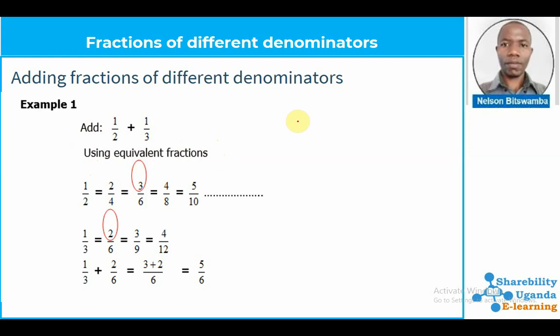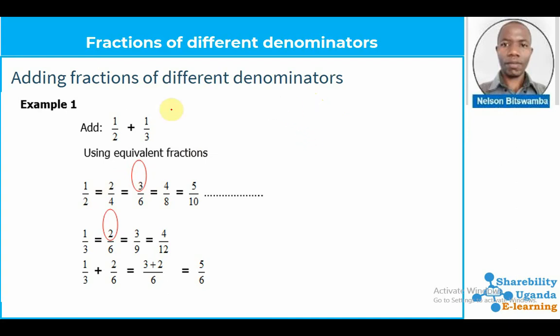Who still remembers what we talked about equivalent fractions? Anyone with an idea? Good. So a recap of how to get equivalent fractions. We said equivalent fractions are fractions that have the same value but with different numbers. They are the same, but they have different numbers.